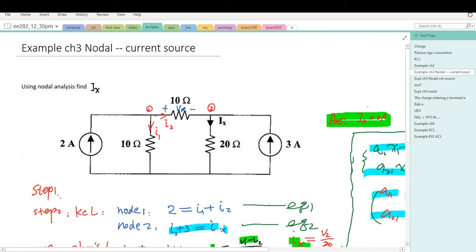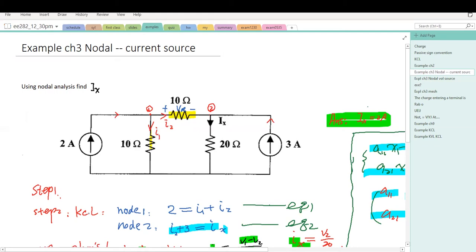Next, we need to define the direction of the current in each branch. And we can define any directions we would like. I define I1 in this direction, and I2 in this direction, and IX is given. These two current sources, the direction is this direction and this direction. That's step 1.